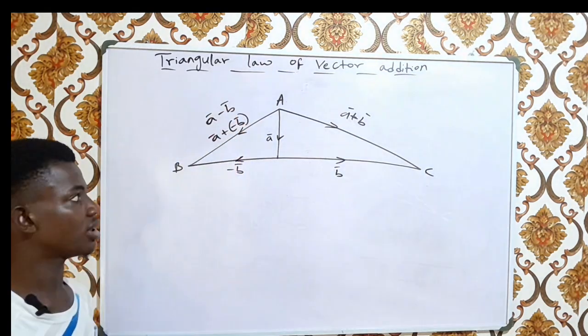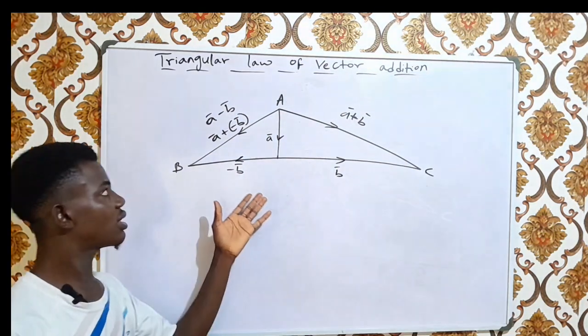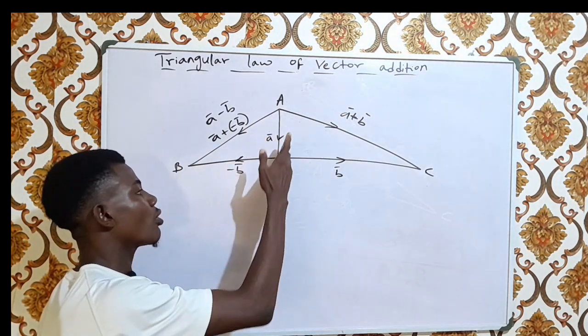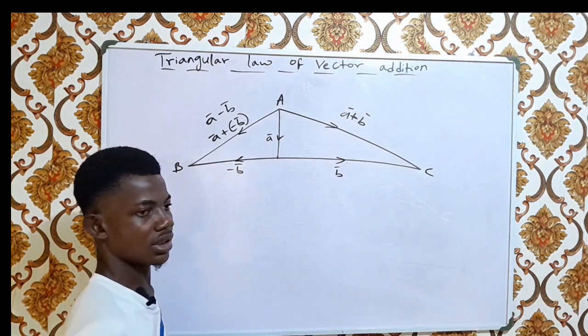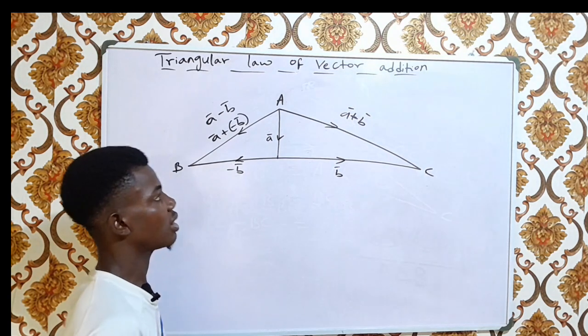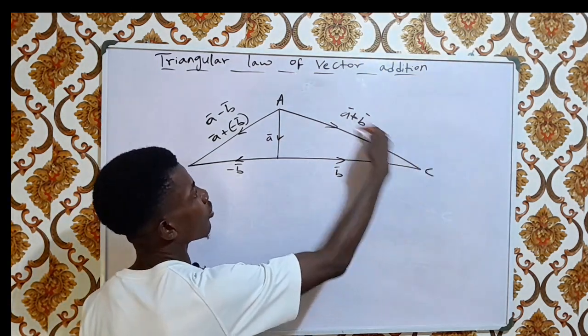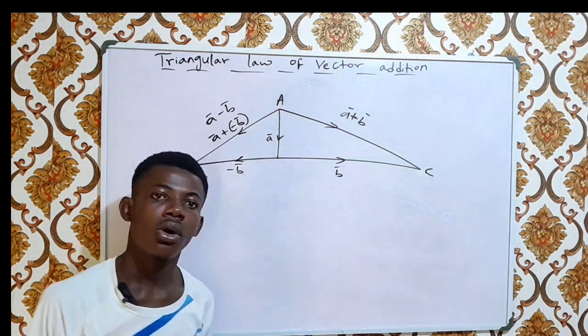Vector b. So, under this triangular law of vector addition, it simply means that the sum of two vectors moving in the same sense will give you a resultant of the other vector.